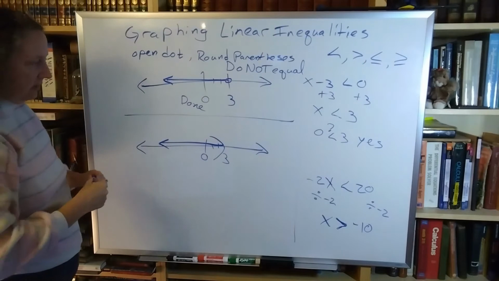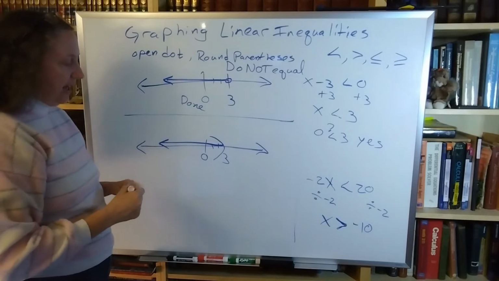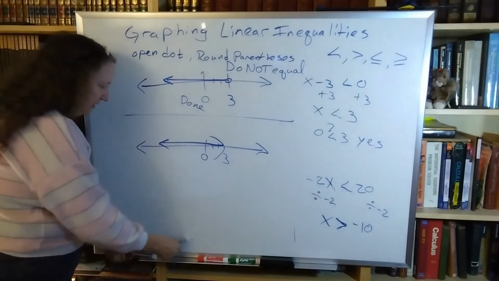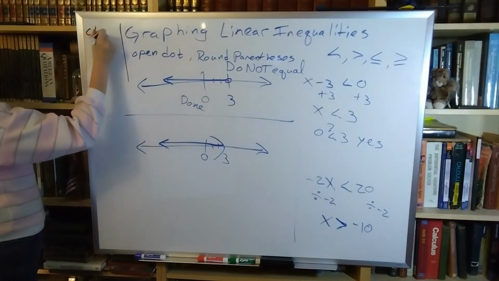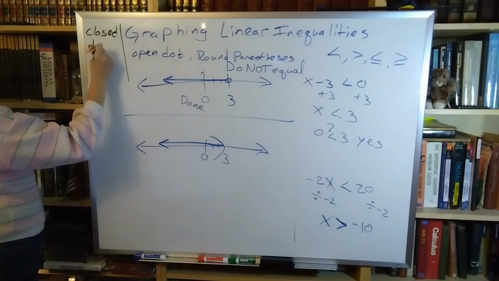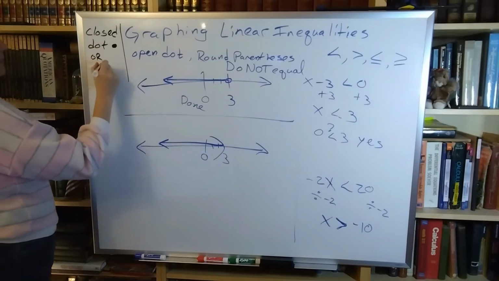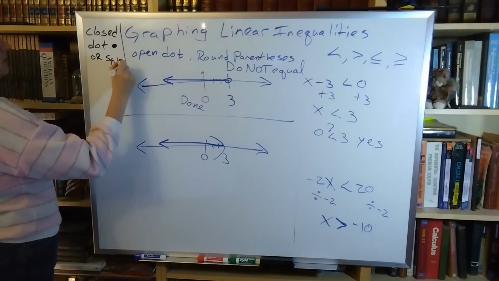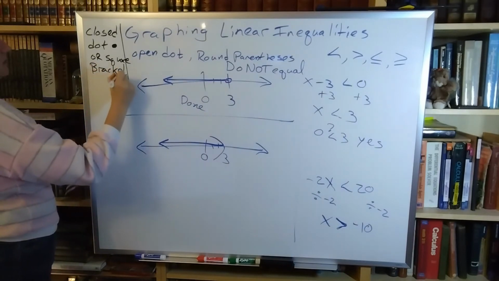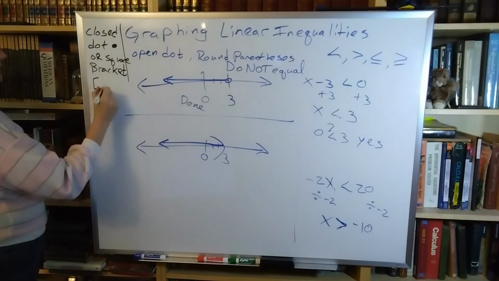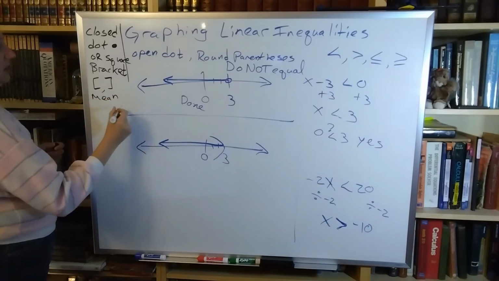So then the other options are closed dot and square bracket. So closed dot, that looks like that. Or square bracket. Those are the squared off ones like that. Mean it does equal.